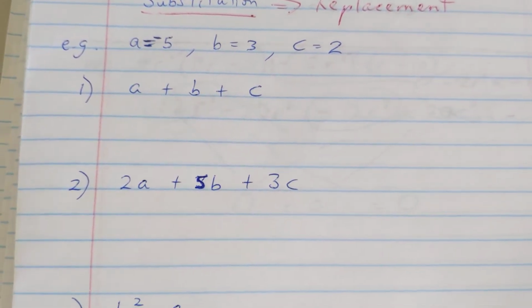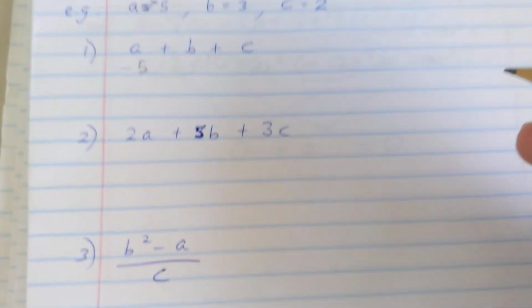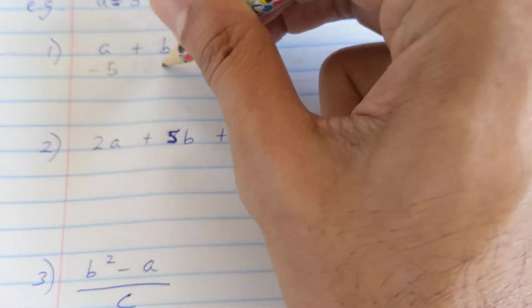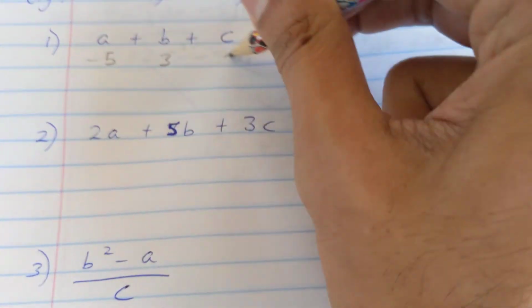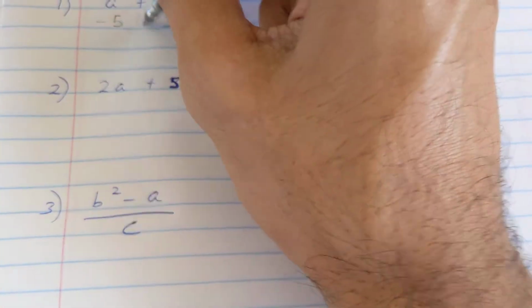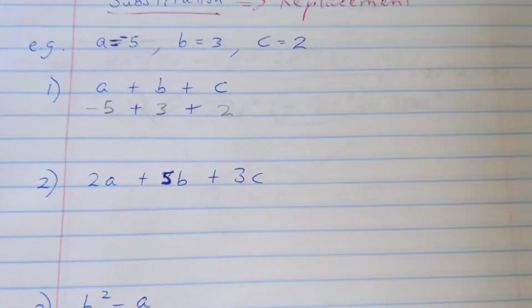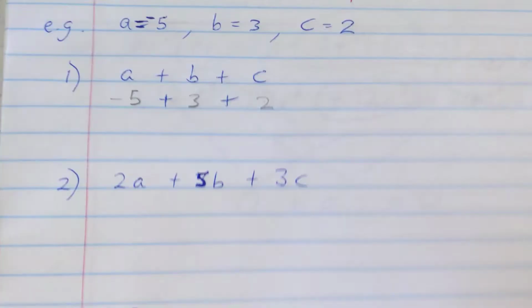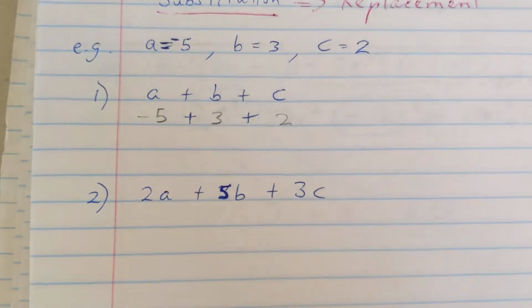So if I want A plus B plus C, wherever I see A, I'm going to replace it with minus 5. Wherever I see B, I'm going to replace it with 3, and wherever I see C, I'm going to replace it with 2, and I have my operations still there in between. And again, this is really why you need to know your directed numbers. This is what makes algebra difficult, in my opinion, the directed numbers.